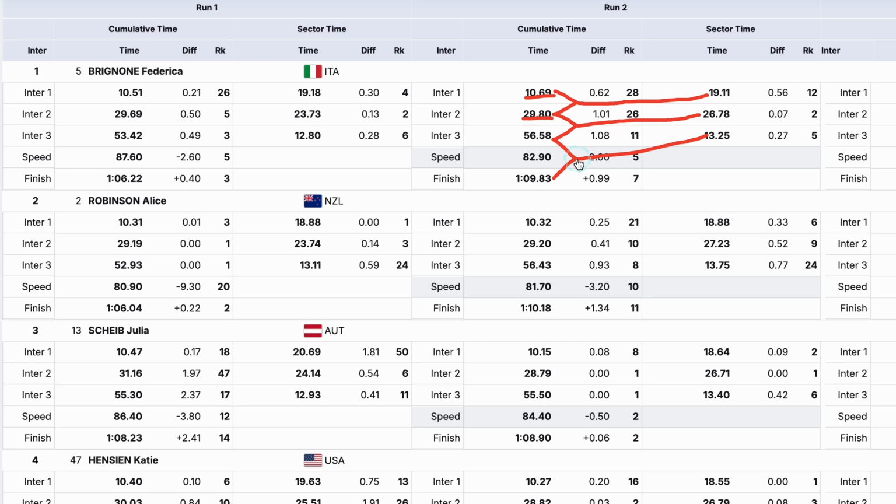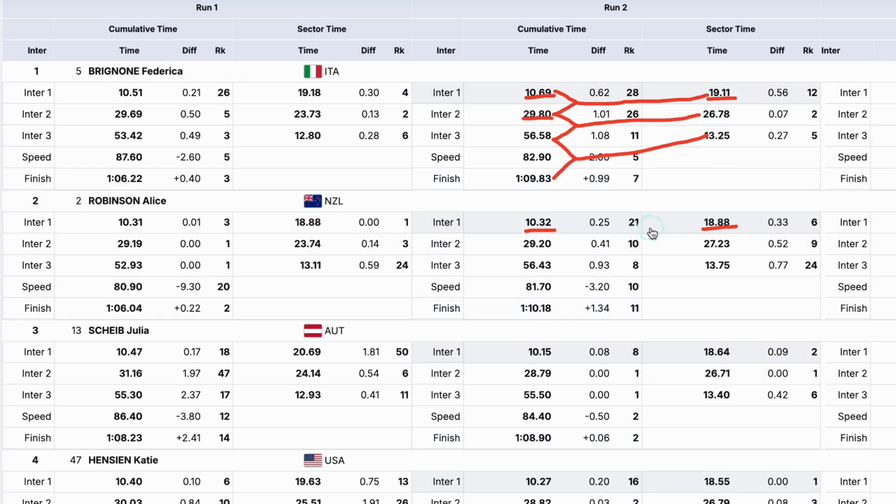So I find this quite interesting. So basically, if we're looking here at the first interval, we can see that Brignone skied to the first interval with 10 seconds 0.69 and Alice skied with 10 seconds and 32. That's something that we can see. And then if we look, the time that it took her to get to the next interval was 18.8 seconds. And here you can see 19.1 seconds. So that's the difference in the time.